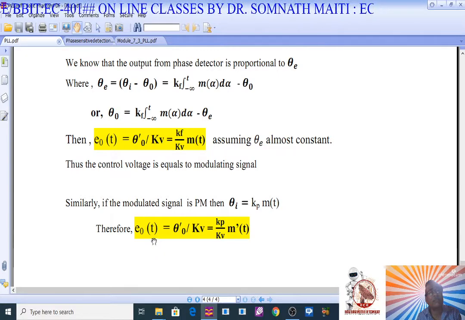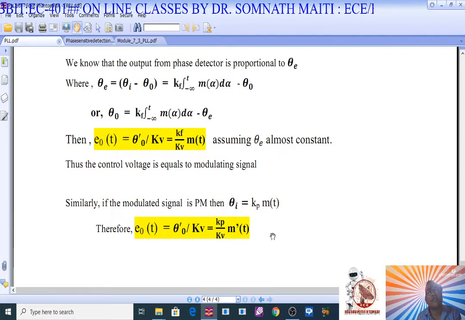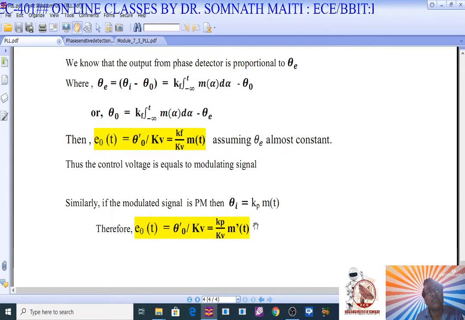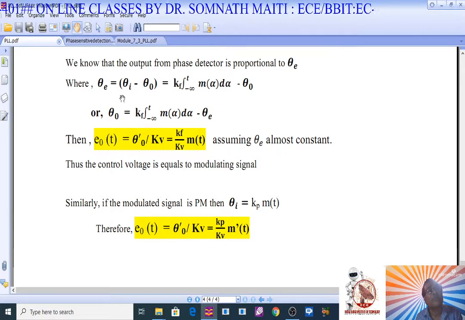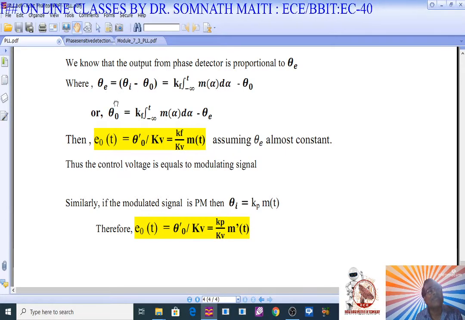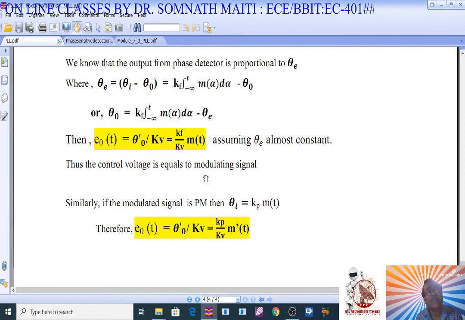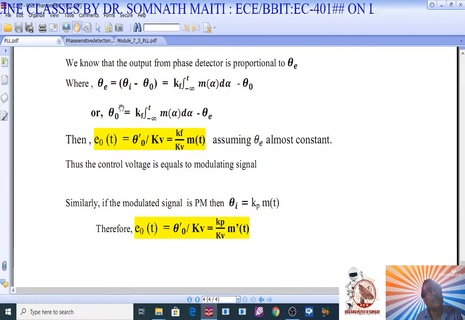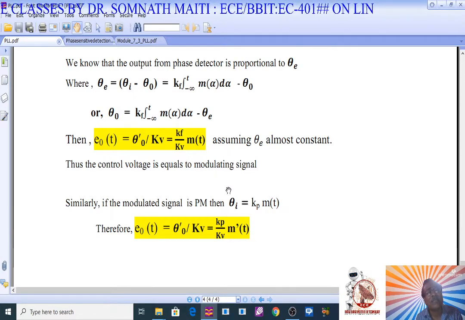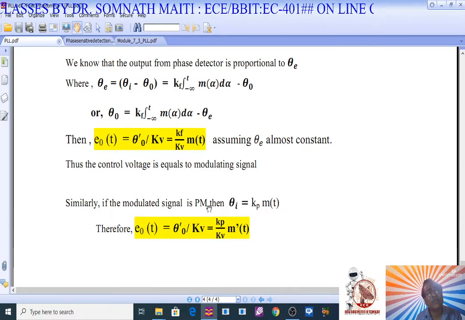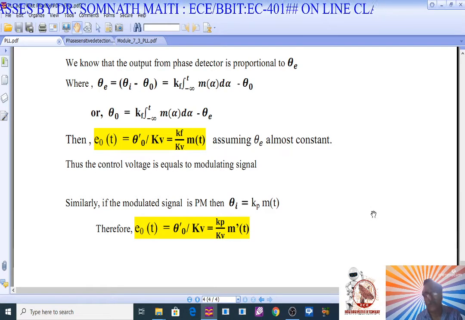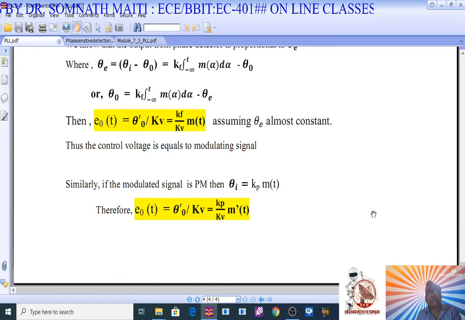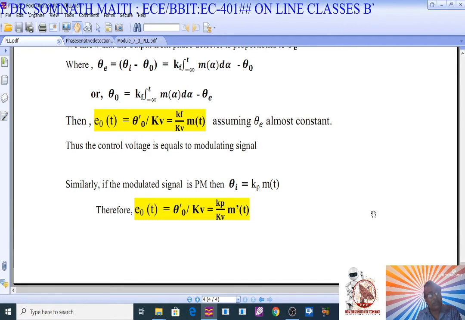Similarly for PM, theta i equals kp m t. E0 t can be similarly derived as kp by kV into m dot t, because here theta 0 dot will be kp into m t, so theta 0 dot differentiated will be kp into m dot t. So this is how a PLL can demodulate FM and PM. Okay, thank you.